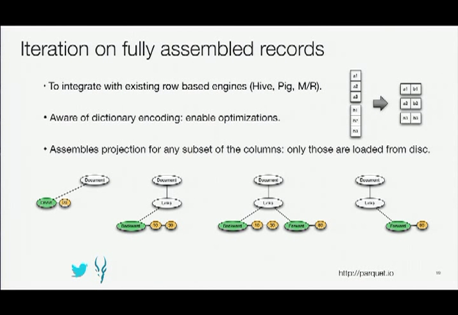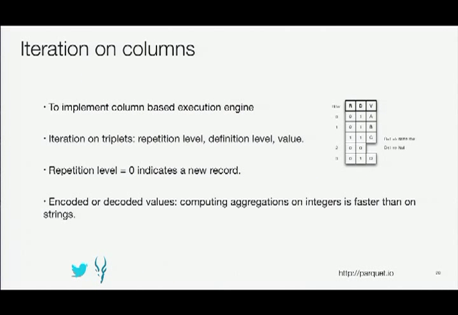So it knows how to assemble any subset of the columns. The idea is you can tell it which fields in your schema you're actually accessing, and you'll be able to reconstruct the records populating only those fields, which means we're going to have efficient scans, scanning only the columns you need, and it's going to reconstruct the record with only those fields populated. And it's built on top of the column-based API, and this column API lets you iterate on those triplets.